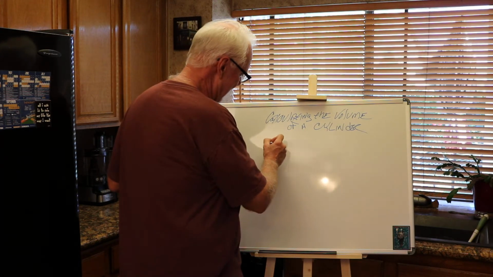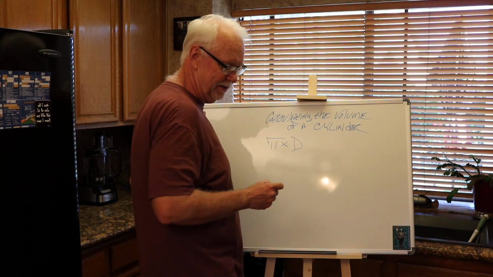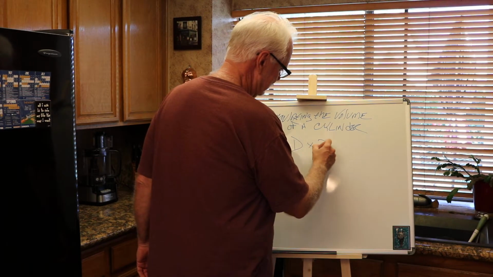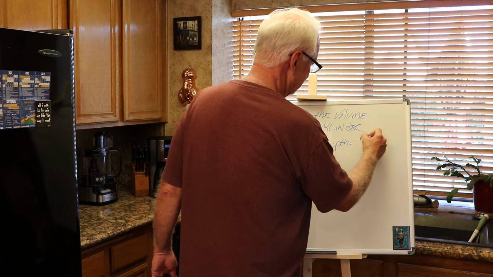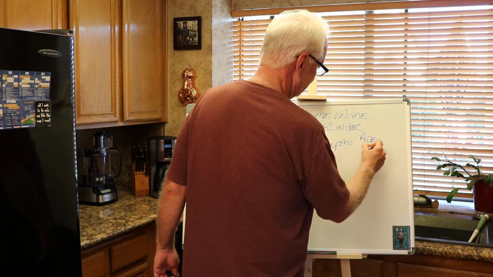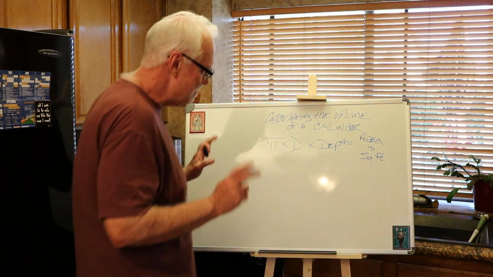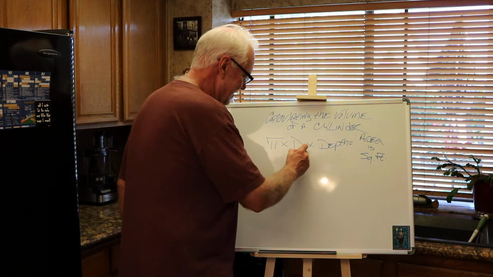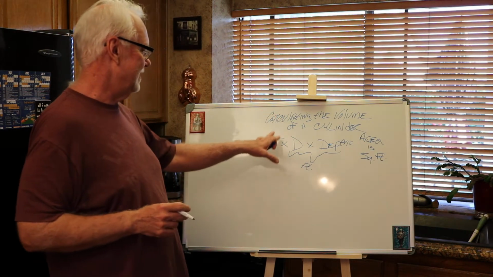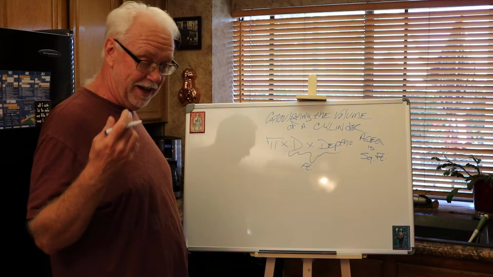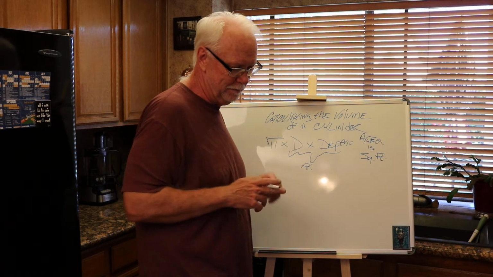Okay, and that is pi times the diameter times the depth. And that equals area in square feet. Okay? Area in square feet. Alright? Keep in mind all these units have to be in feet, or otherwise you're going to get a bad answer. Okay, so that's it. The area of a cylinder is pi times diameter times depth.